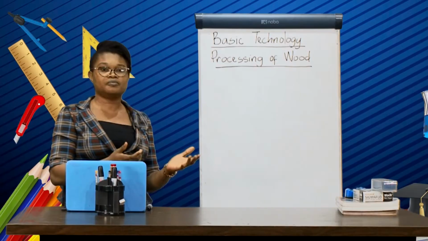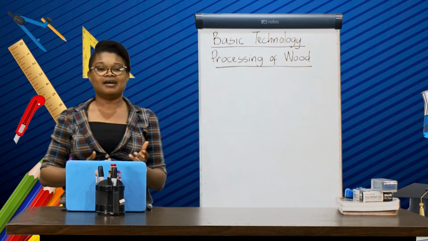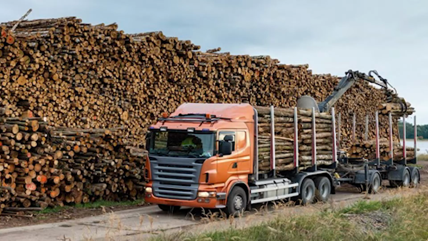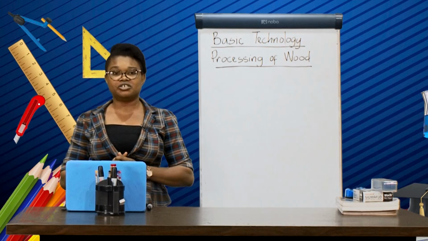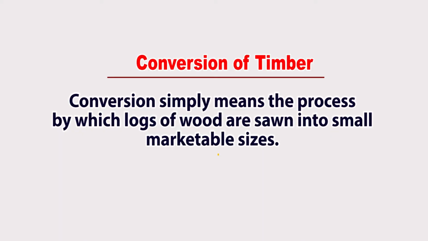Now, the logs are rolled out onto a truck using a crane or using manpower, men, as you can see in the picture right on your screen. Now, the next stage is conversion of timber. Now, conversion simply means the process by which logs of wood are sawn into small marketable sizes.